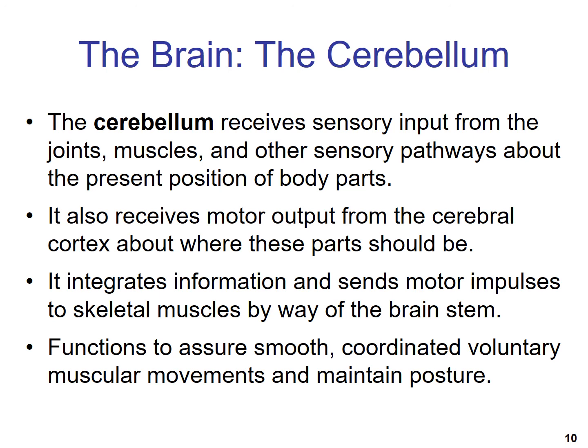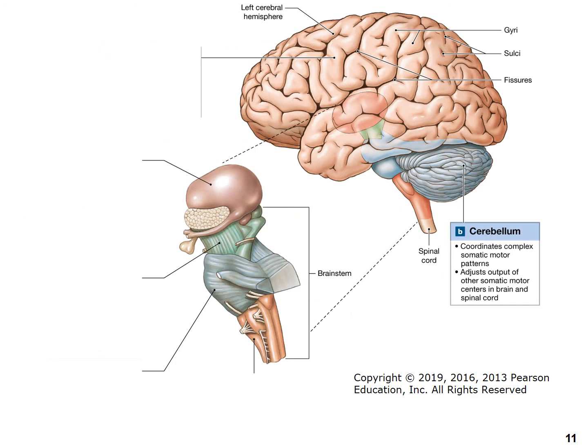It receives motor output from the cerebral cortex about where those parts should be. So the cerebellum can correct things that might be going wrong with motions. What it does is integrate the information about where the body parts are and information from the cerebral cortex about where they should be, and sends impulses to skeletal muscles that corrects them if they're not in the right place. So this gives us smooth movements, coordinated movements, voluntary muscle movements, that is, and it also helps us maintain posture. So there's the cerebellum on the right.